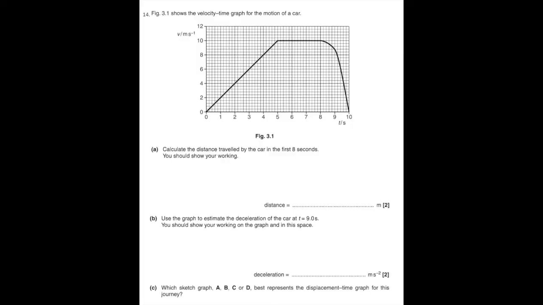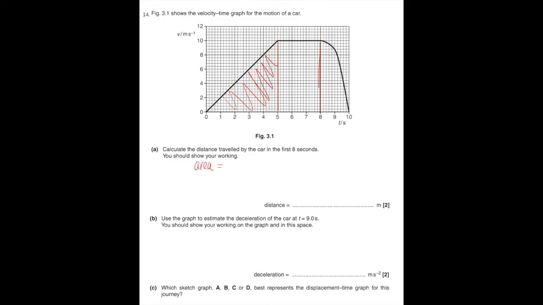Here we have another velocity time graph, and we're being asked to work out the distance travelled in the first 8 seconds. Okay, so again, with these sorts of things, always remember to show your working. So we have a triangle, and we have a rectangle. Okay, so very, very clearly show what you are doing to work out your areas.